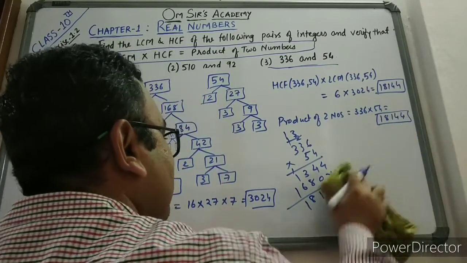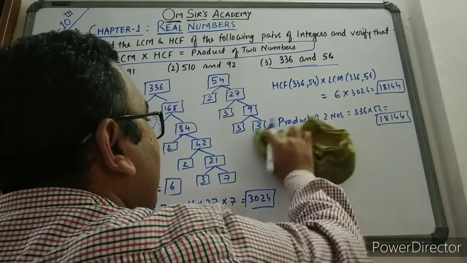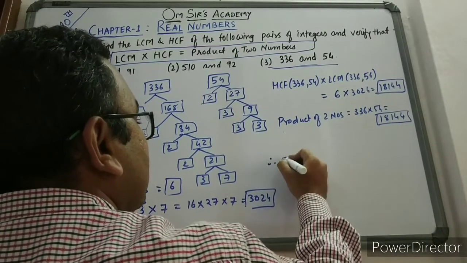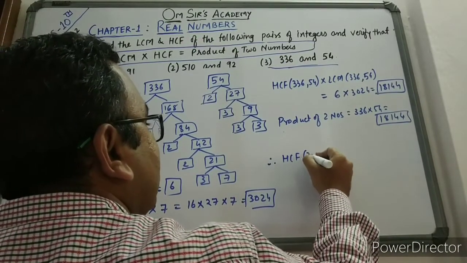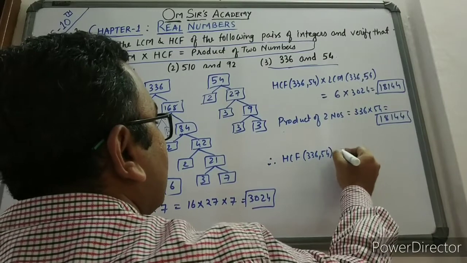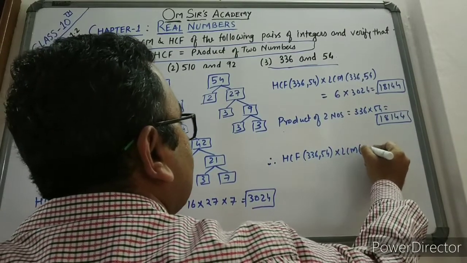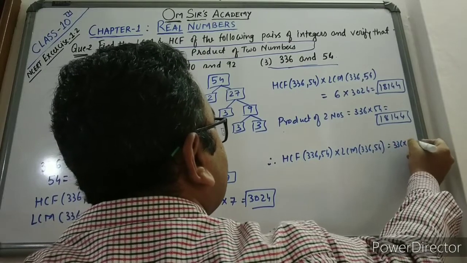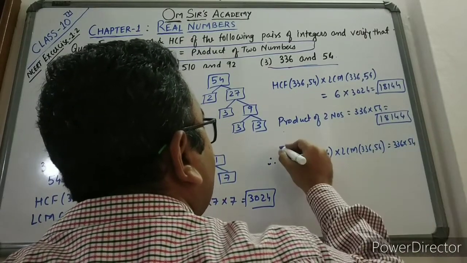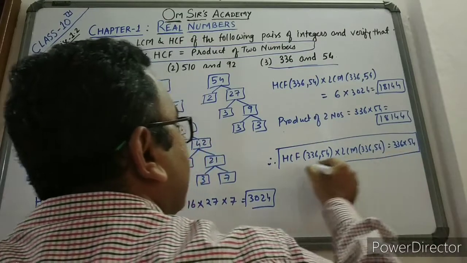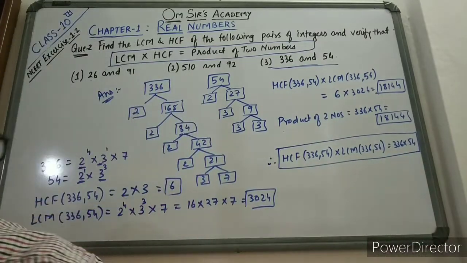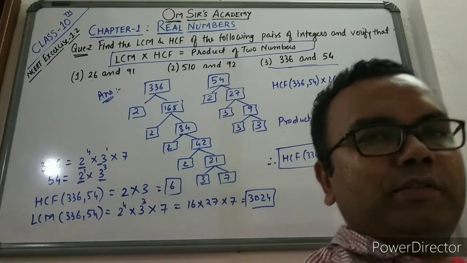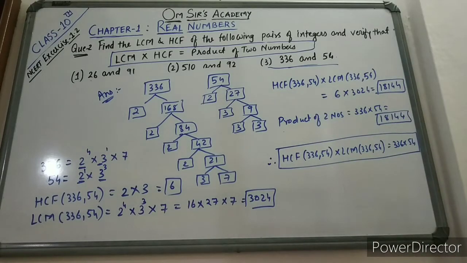So LHS is equal to RHS. Hence we can write, therefore, HCF of 336, 54 into LCM of 336, 54 equals 336 into 54. So hence it is verified. Is it clear, friends? It was a very simple part. Now we move to the next question, question 3 of this exercise.